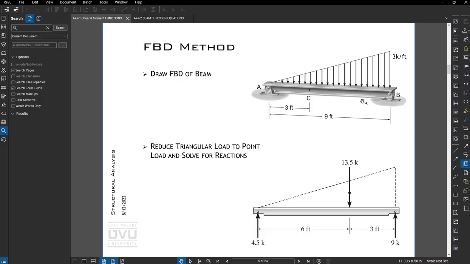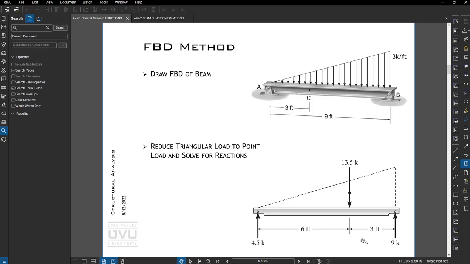Okay, the free body diagram method. We're going to take our loaded beam, and in this case it's a triangular load, 3 kips per foot. We're going to reduce that load to a point load at the centroid of the shape, which happens to be a third over from the fat end. To get the 13.5 kips, we multiply 3 kips per foot times 9 feet divided by 2, because we're only half of a rectangle. With that, we can solve for the reactions.